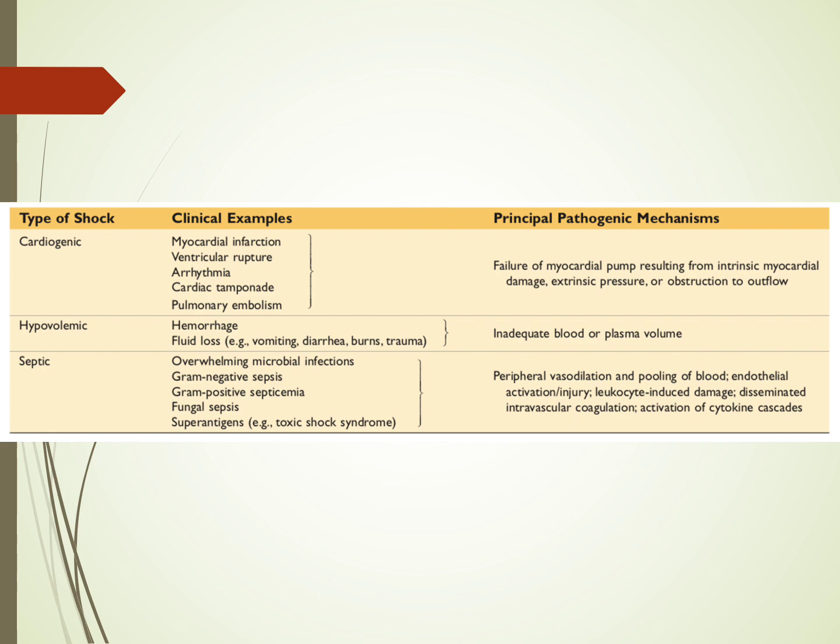The third form of shock results from certain types of microbial infections that are able to stimulate the immune cells to release large numbers of inflammatory mediators that will result in peripheral vasodilation and pooling of the blood in the veins. So the effective volume of the blood will be decreased, and this will result in decreased cardiac output, resulting in tissue hypoperfusion.